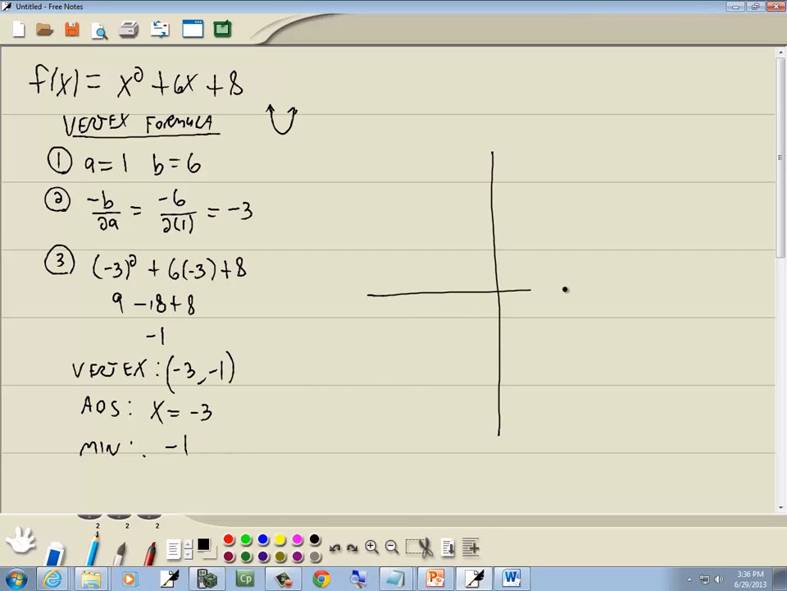Now if I were to graph this, negative 3, negative 1, it'd be right there. Now the y-intercept, if I were to put 0 in for x, 0 squared plus 6 times 0 is 0, would have 8. So it crosses at 8. 6, 7, 8. Now our axis of symmetry is x equals negative 3, so we're going to have a vertical line, an invisible one, right there.